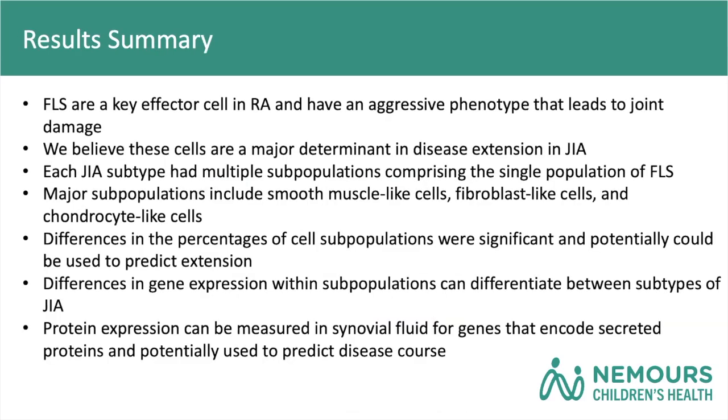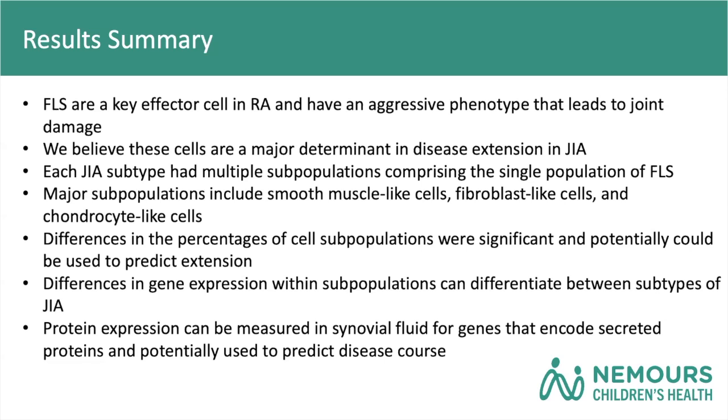So in summary, the FLS are key effector cells in RA and have an aggressive phenotype that leads to joint damage. We think they're also a major determinant of disease extension in JIA. And we are trying to leverage this to come up with a panel and also perhaps a flow cytometry method for determining what subtype a patient will evolve into.